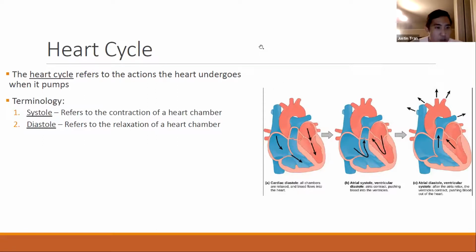Okay, and there are two phases to the heart cycle. There's systole, which refers to when your heart chamber, in other words your ventricles, is contracting. When your heart is in that action of squeezing together, we call that systole. But after it squeezes, the heart chamber has to relax and let blood back into it, and we call that diastole. So we have systole, diastole, systole, diastole. Okay.